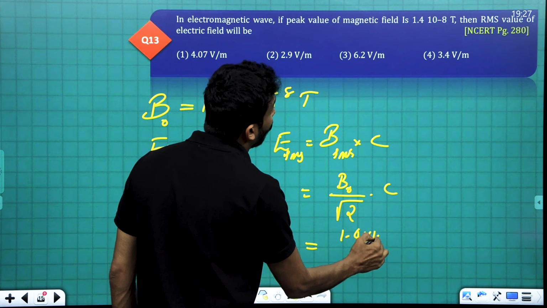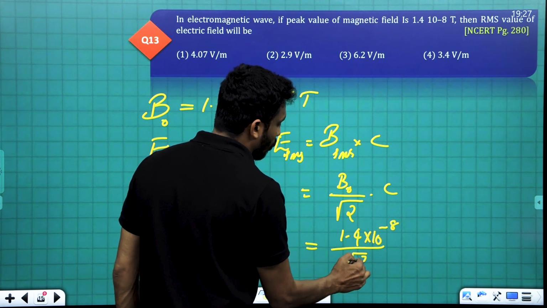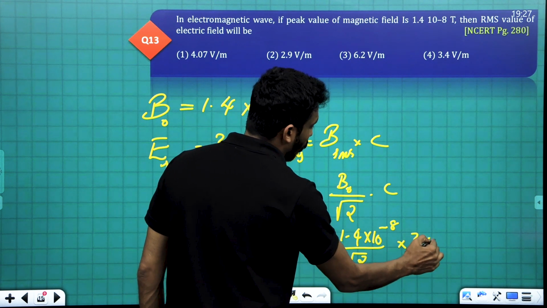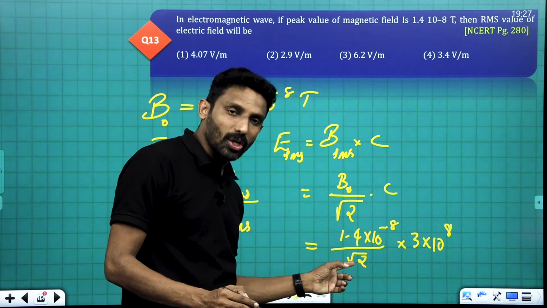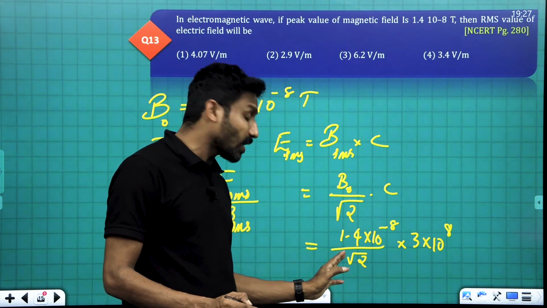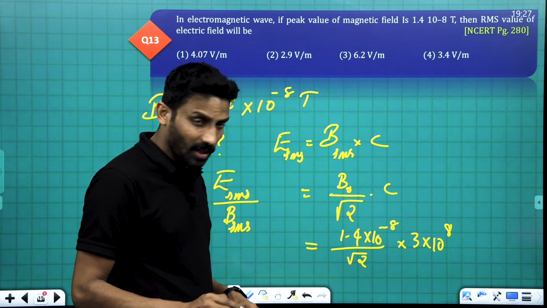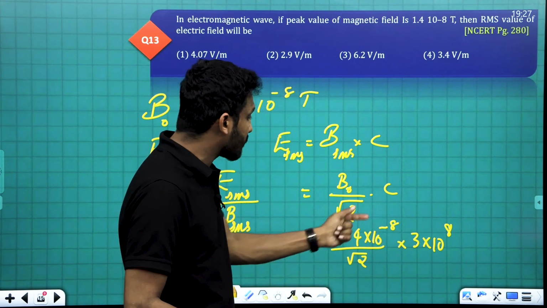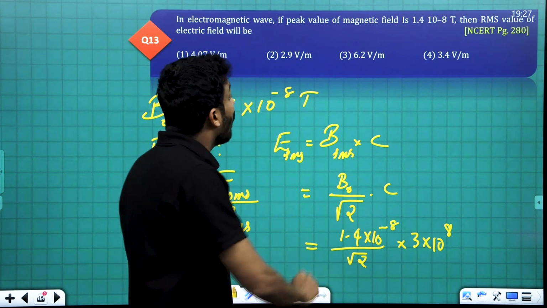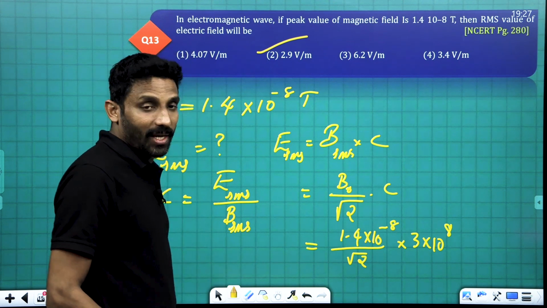B naught is given as 1.4 into 10 power minus 8, divided by root 2, into C, which is 3 into 10 power 8. Now listen: 1.4 and root 2 cancel, since root 2 is almost 1.4. 10 power minus 8 into 10 power 8 becomes 1, and the answer is approximately 3. This is the answer, option B.